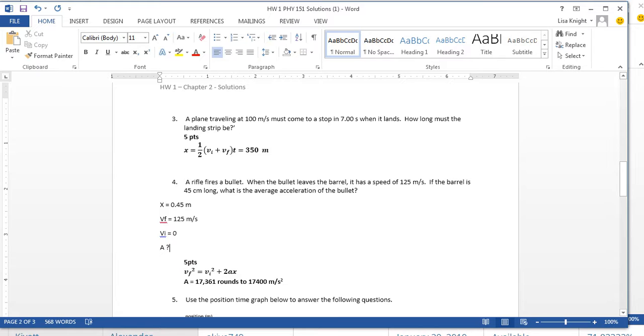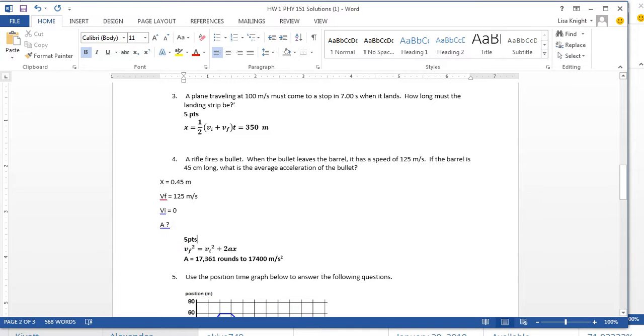So I want to pick one of my kinematics equations. And in this case, there's no time given to me. So I want the one that doesn't have time. And that would be this one, vf squared equals vi squared plus 2ax. And the answer comes out to be 17,361, but it needs to be rounded to 3 sig digs, so 17,400 meters per second squared.